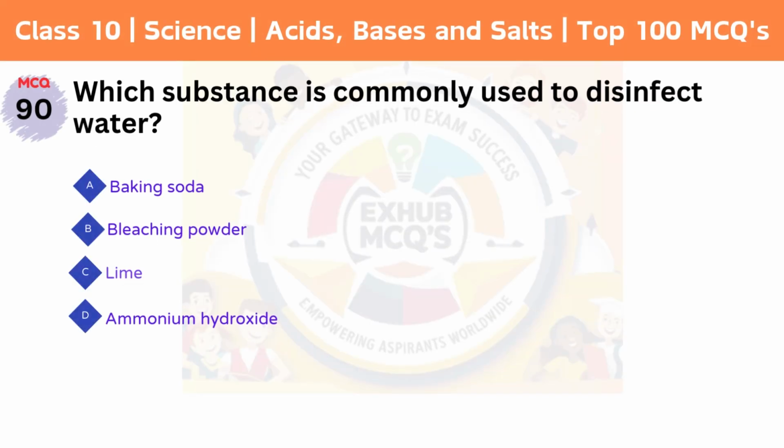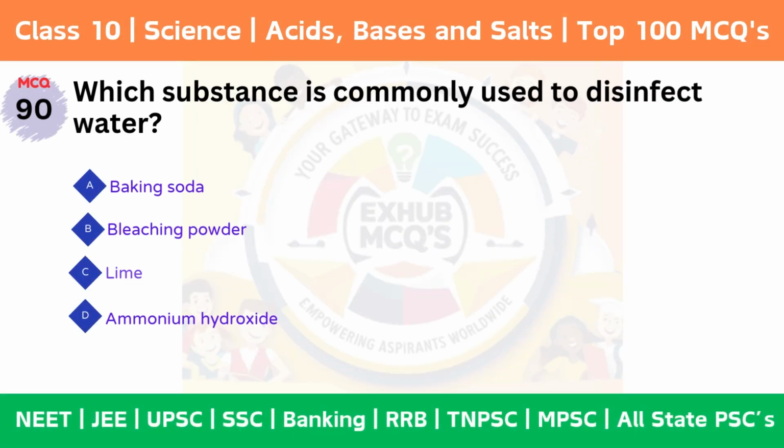MCQ 90. Which substance is commonly used to disinfect water? Option A, baking soda. Option C, lime. Option D, ammonium hydroxide.